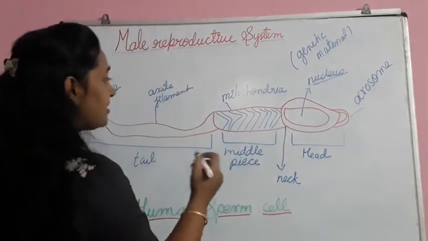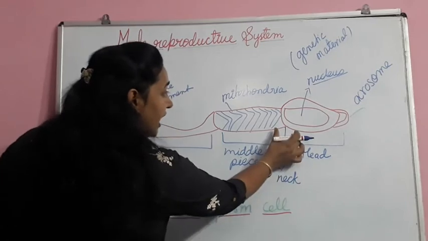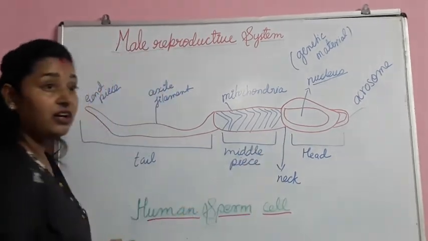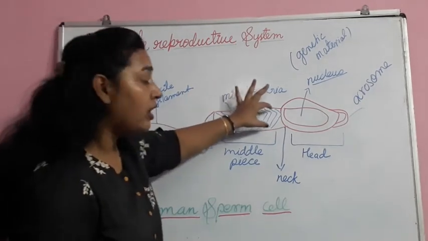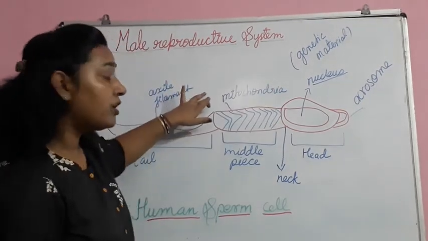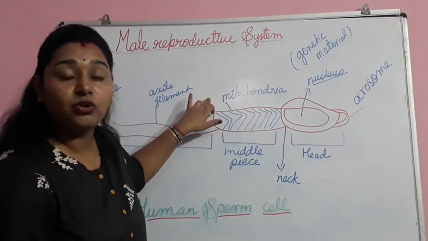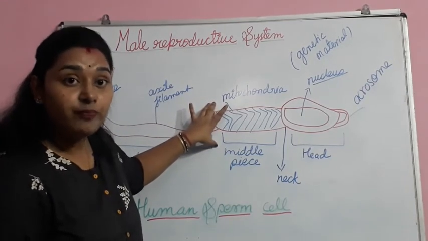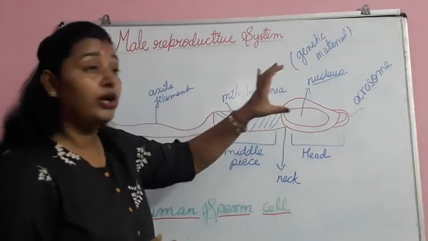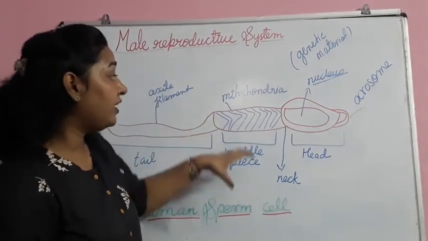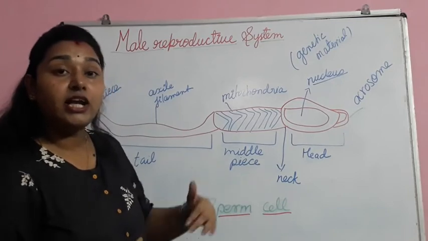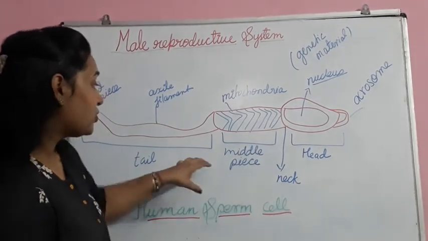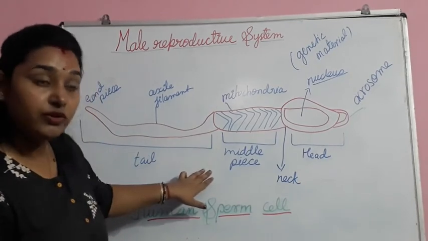Further, this neck is here to attach the middle piece and the head. The middle piece which you can see over here has mitochondria. Now why is mitochondria required over here? As you know, mitochondria is the source of energy. So mitochondria is required here to give proper energy to the cell so that it can move, it can be motile, and it can reach its destination. For that purpose mitochondria is over here.